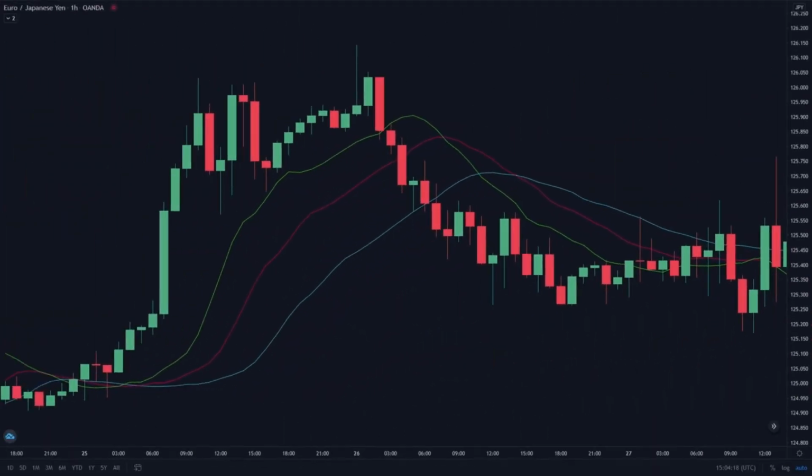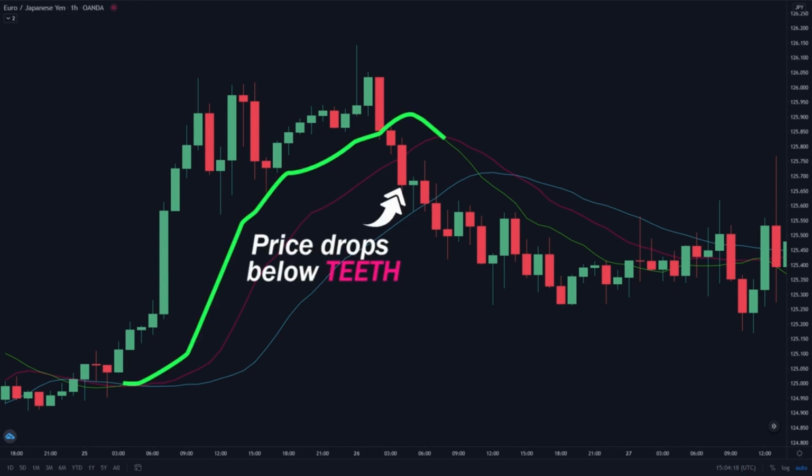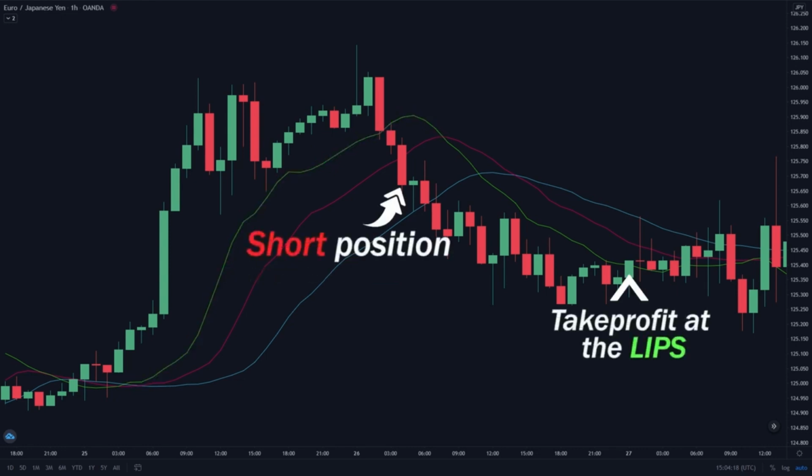Same for our take profit as well. In this chart, you can see the lips are above the two lines and the price drops below the teeth. So you take a short position here. Notice that the take profit is so effective because it gives out early signals, so we don't lose most of our profits.